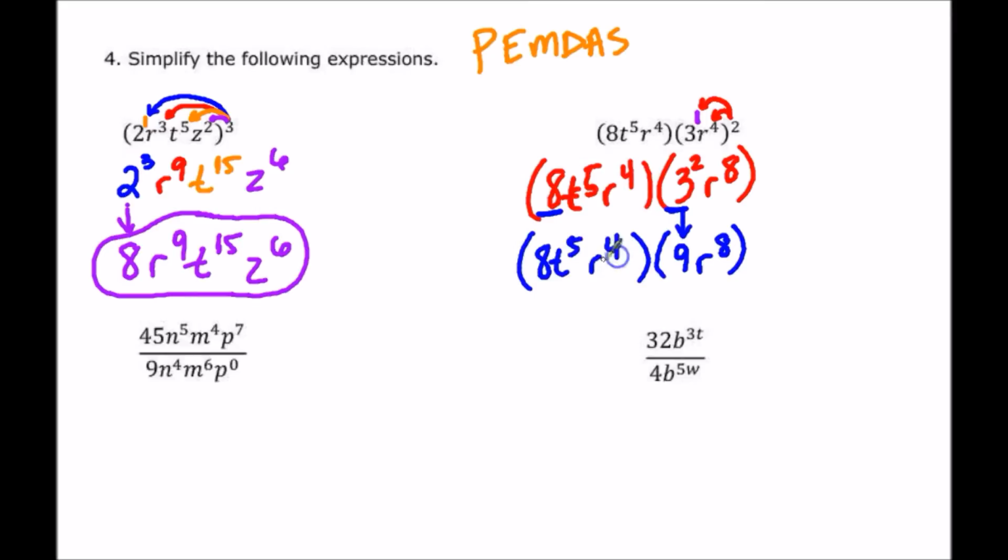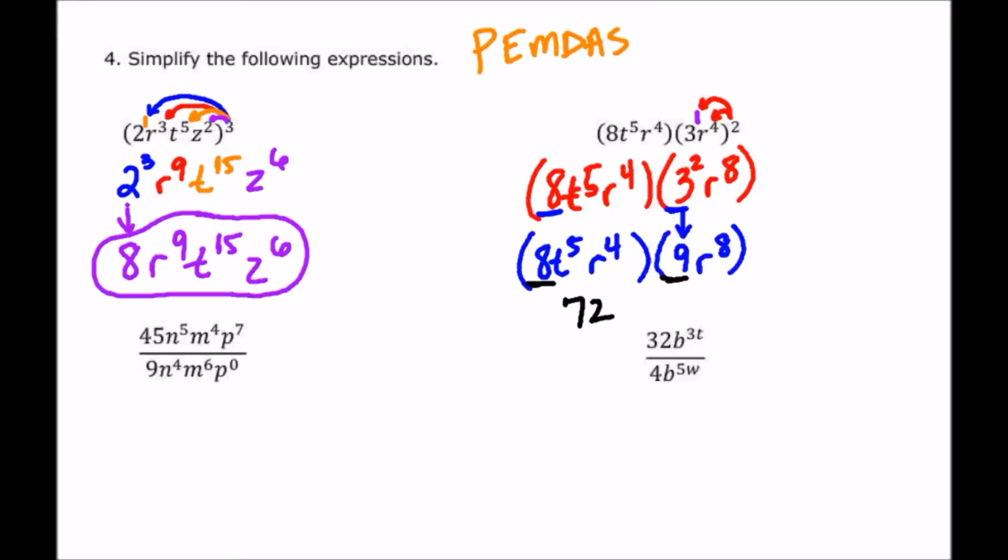So, for sure. Now we can complete this. So here we go. 8 times 9. Because they're both coefficients, they can actually multiply. You've done that forever. So 8 times 9 is what? I believe that's 72. Okay?